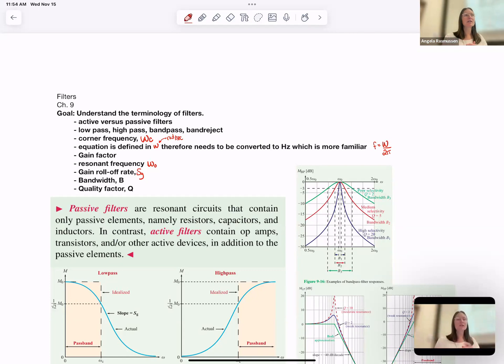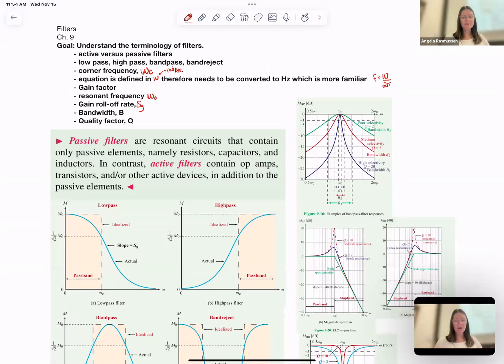Then our next section is going to be parts of chapter 9 for filters. That's also what I'm going to go over today. What I want you to take away from the filters is some new terminology again. Active versus passive filters, low pass, high pass, band reject. Being able to look at these to identify what kind of filter they are. Corner frequency, so understanding what a corner frequency means.